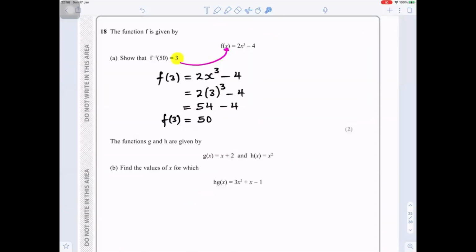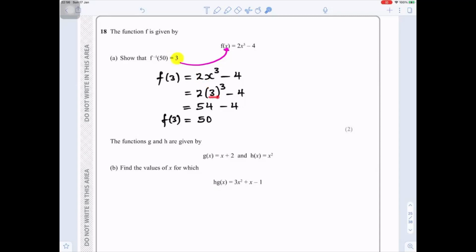Question number 18. The function f is given by f of x is 2x cubed minus 4. Show that f inverse of 50 is equal to 3. So if we substitute, we have f of 3. It will give us 2 times x cubed minus 4. We put 3 in there: 2 times 3 cubed minus 4.